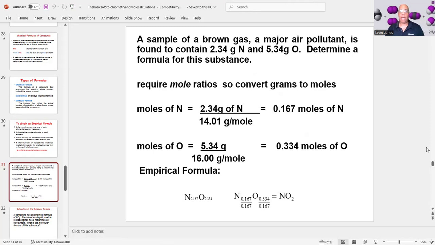So how do we find grams per mole? Again, you go to the periodic table. Now, what are we really doing? We're converting. We're already given grams. So we go to the periodic table and find out what nitrogen is. Then we take our grams of nitrogen and divide it by the grams per mole of nitrogen, and then we end up with moles. And we do the same thing for oxygen.